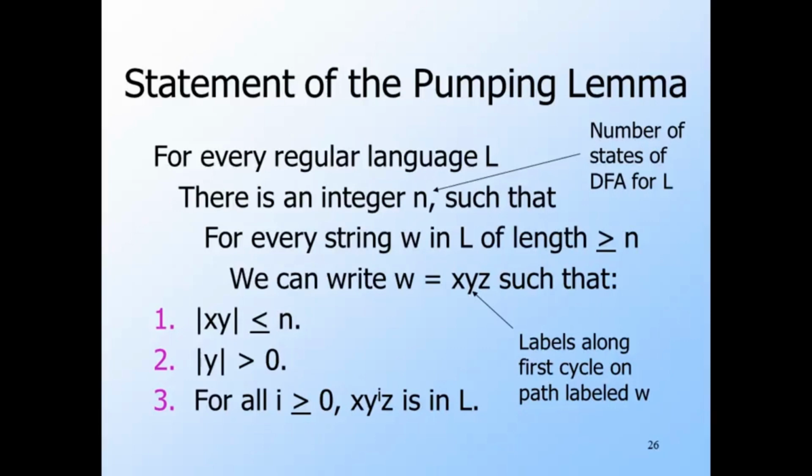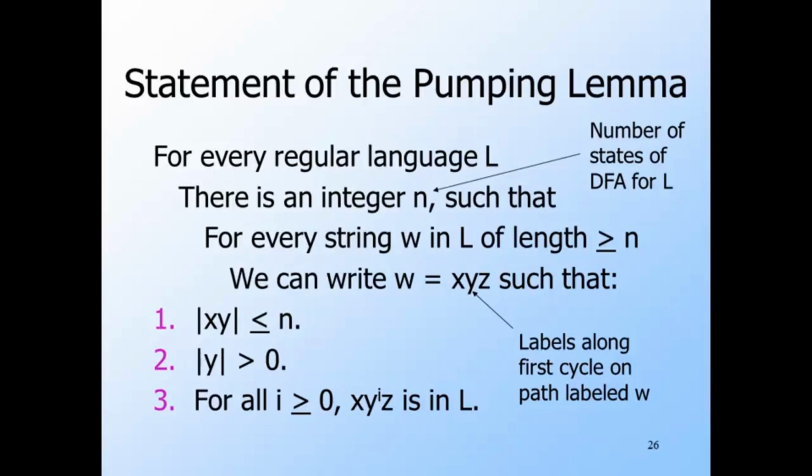First, the prefix xy of w is short. It is of length at most n. We assure that by making y be the label of the first cycle we encounter. Second, y is not the empty string. We assure this because y connects two different occurrences of the same state along the path of w. And lastly, xy^iz is in L for all integers i.